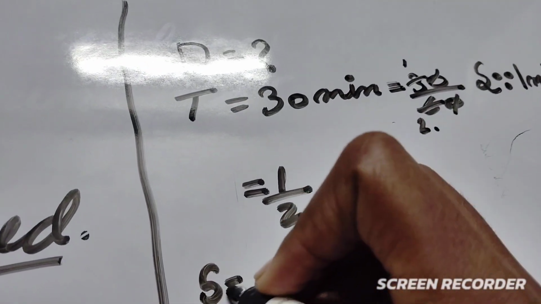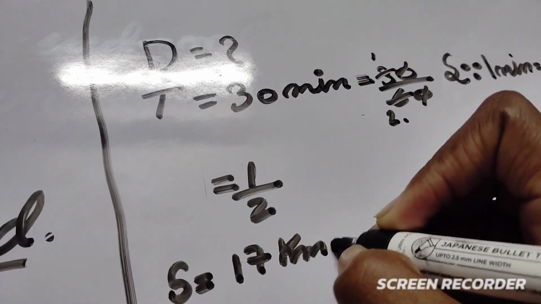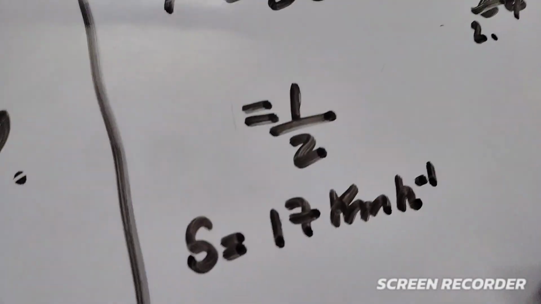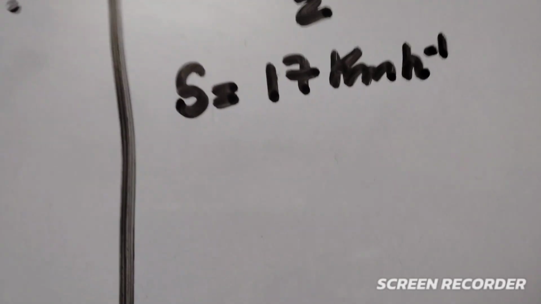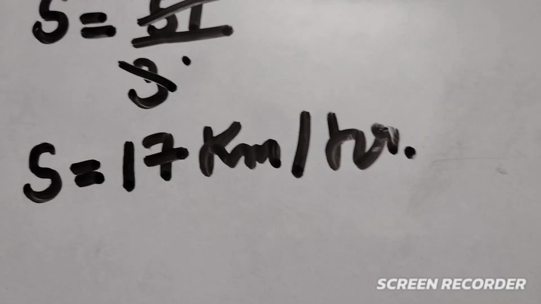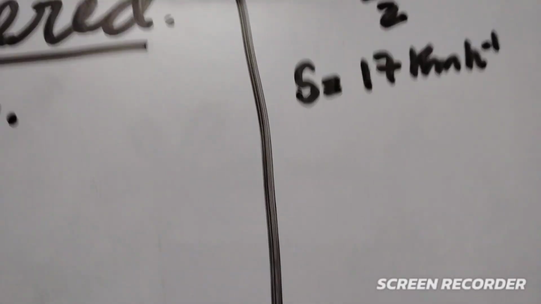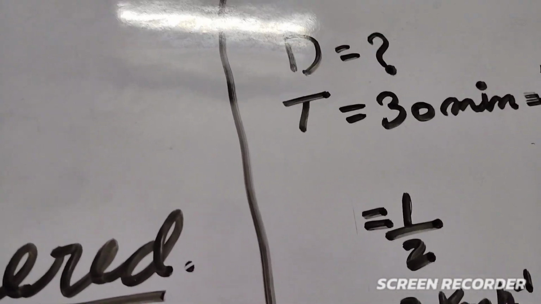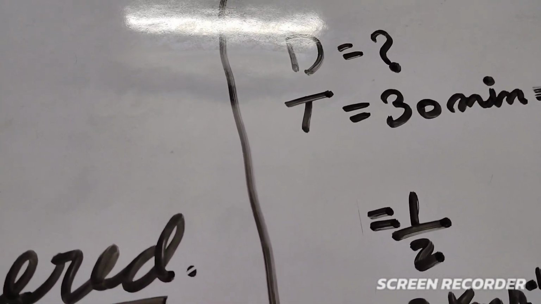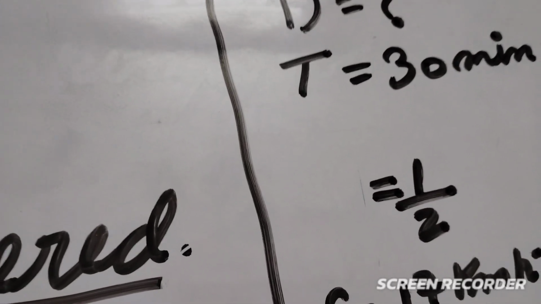Now the speed is 17 kilometer per hour. I will use this one because it is smaller, but the easier is this one. Now, the first question has taken many times because I have to tell you something: for taking out the distance, we have not been given any distance, and we have to find out the distance.